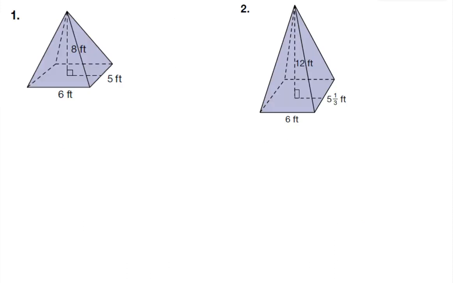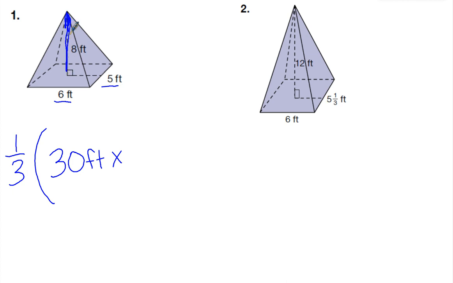Okay, so on this first one, I need to find the area of the base. So it's going to be 6 feet times 5 feet, which is 30 square feet. Okay, so I have 1/3 times the base, which is 30, times the height, which is always the perpendicular height and shown with this dotted line. Okay, so the height is going to be 8 feet.